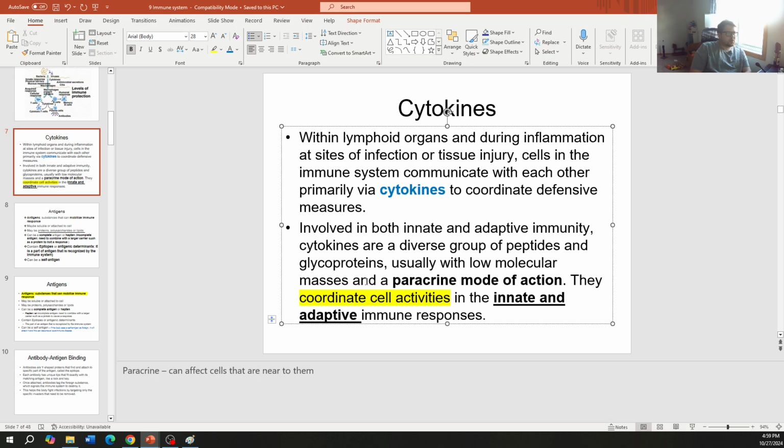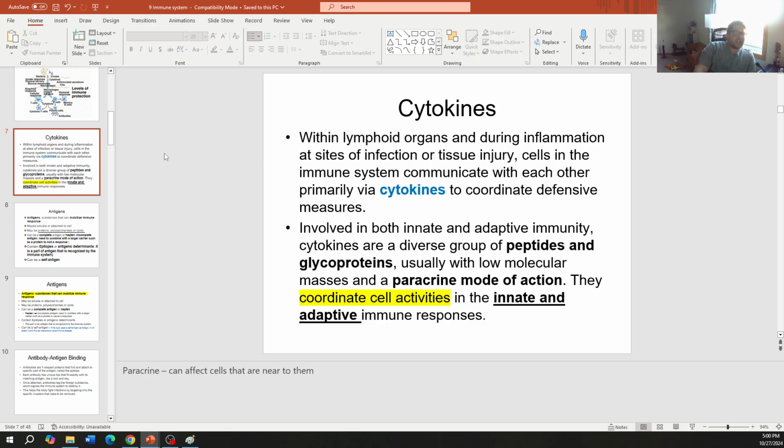And so cytokines release chemicals. Specifically, the cytokines are peptides and glycoproteins, and these go around and they interact with some of the other cells around them, and they activate parts of our innate and our adaptive immune response.